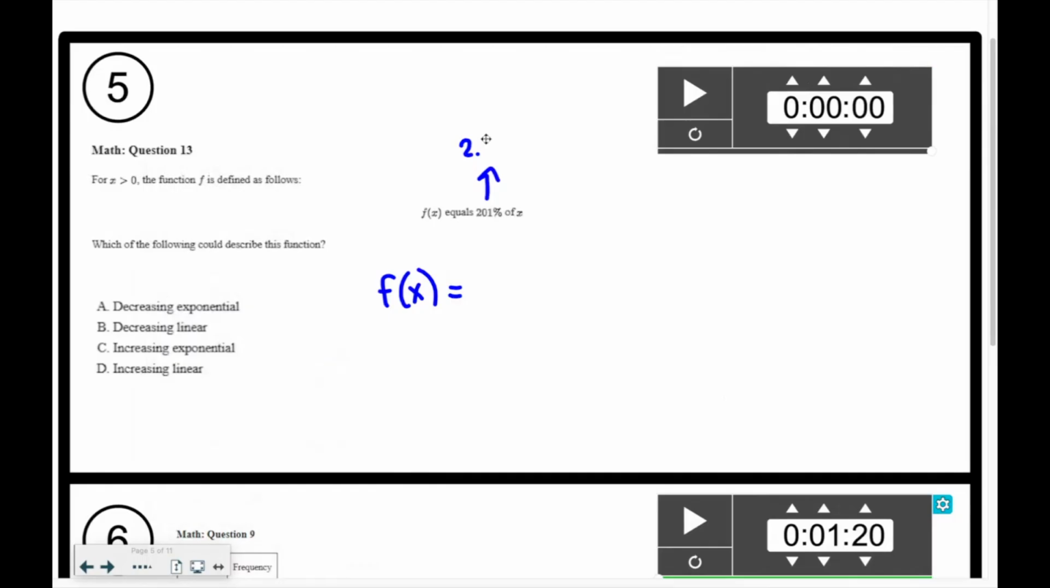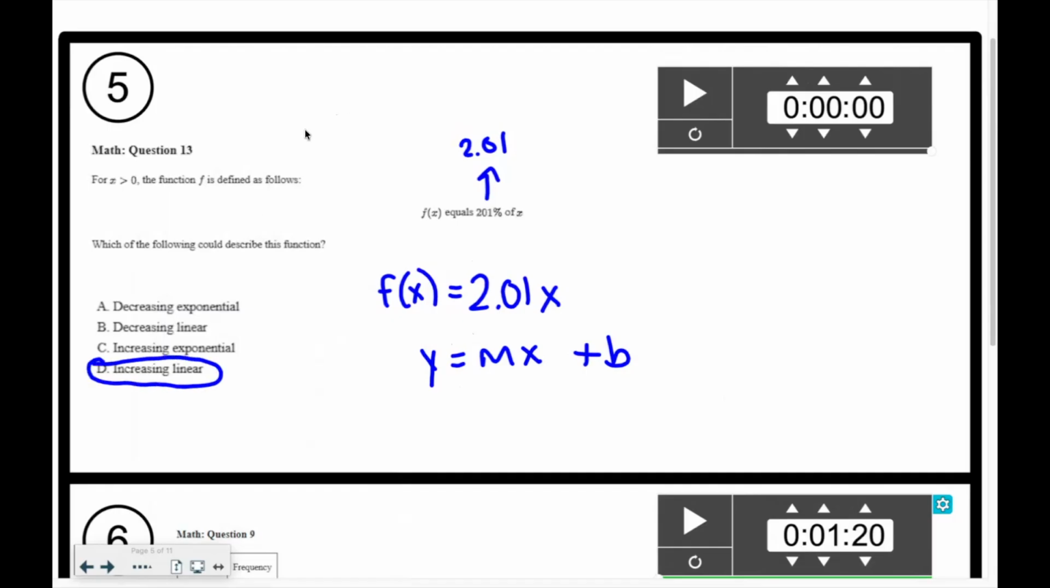201% is just the decimal 2.01, and of is just multiplication. So this is literally just 2.01x. And this is a linear equation. It's in the form y equals mx plus b. So since it's just a number times x, it's increasing linear.